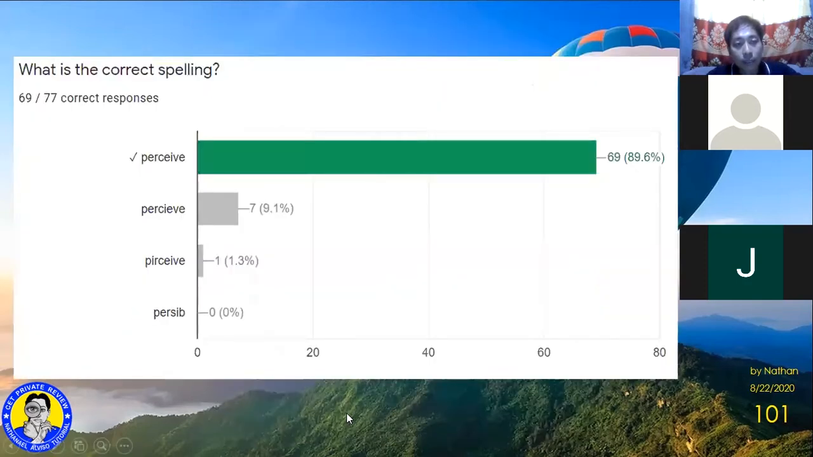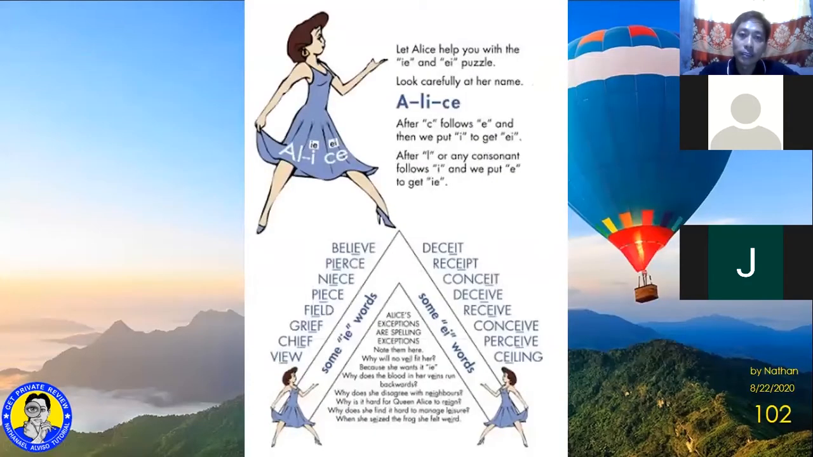What is the correct spelling? Perceive. Here I can teach you the Alice, okay? The spelling mnemonic: I always comes before E in any words except words containing C, because words containing C is always followed by E.